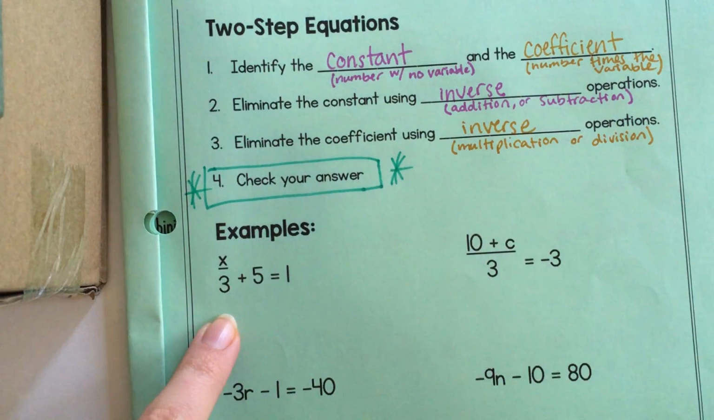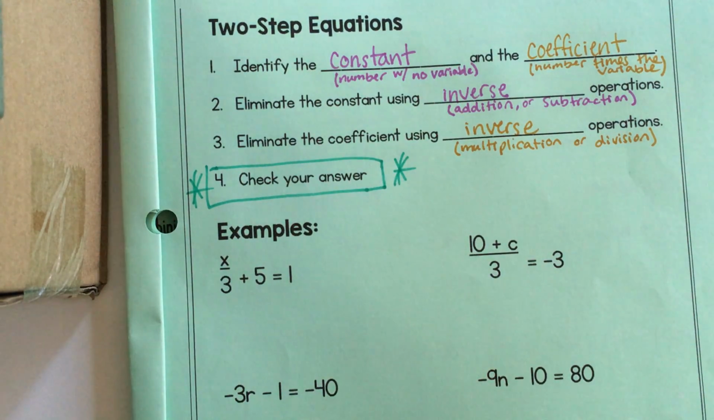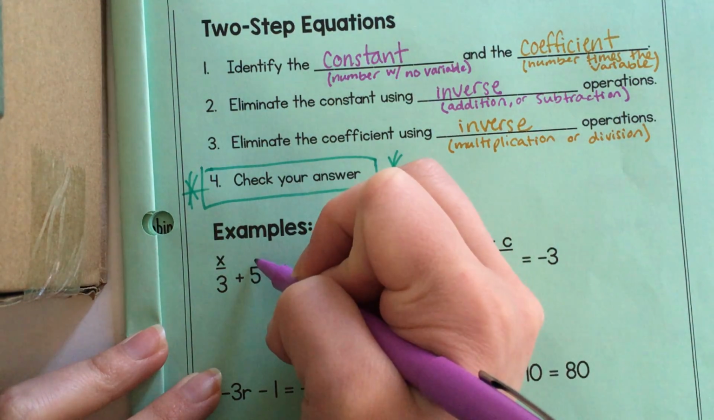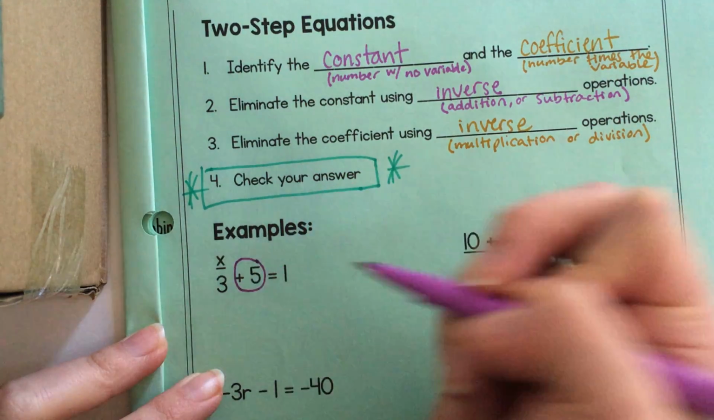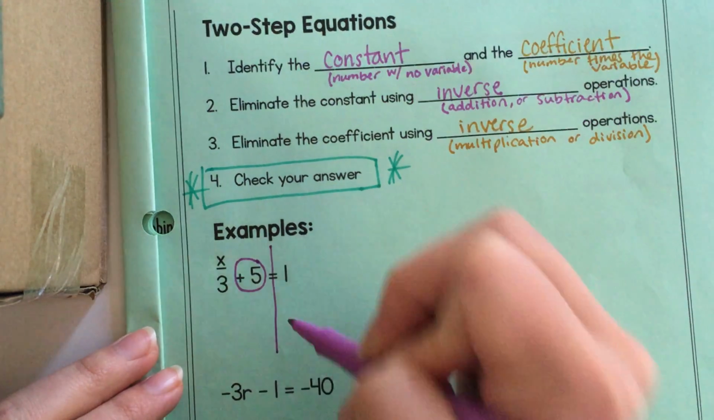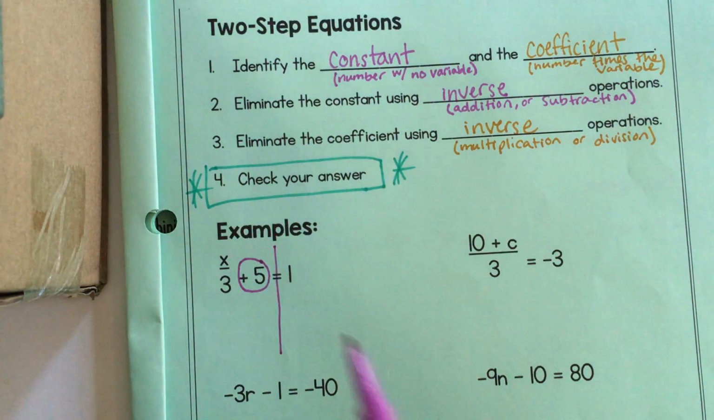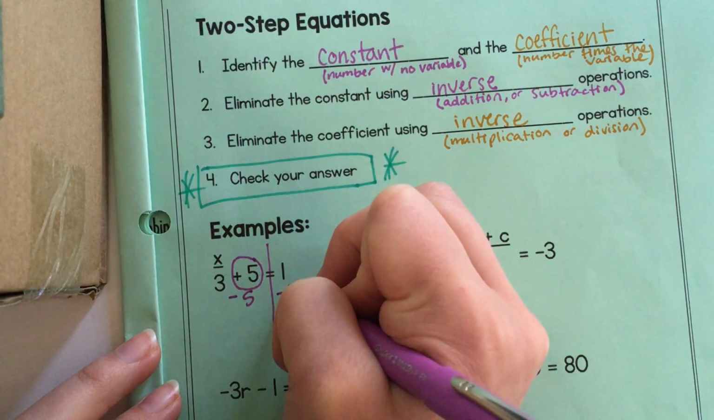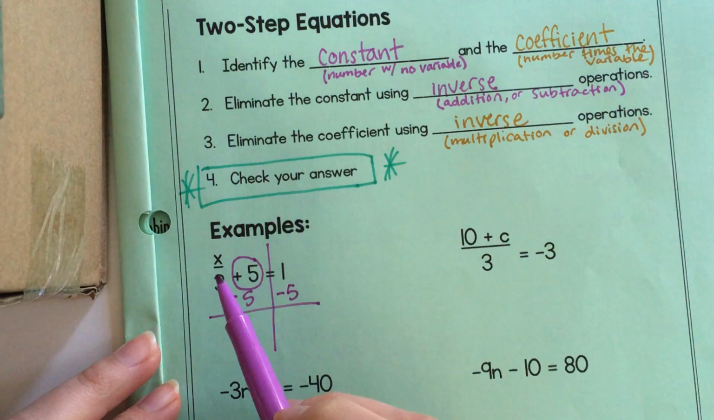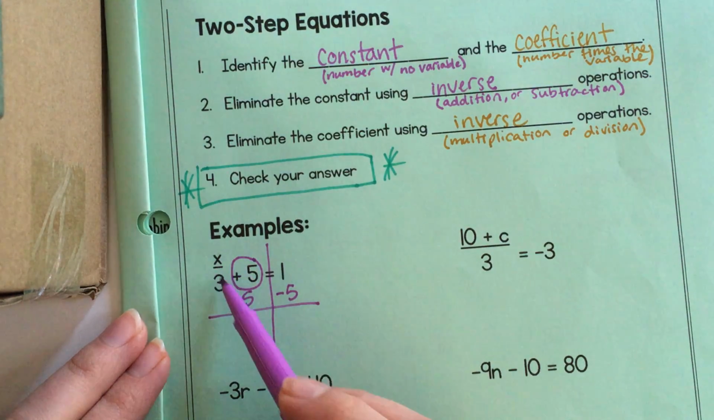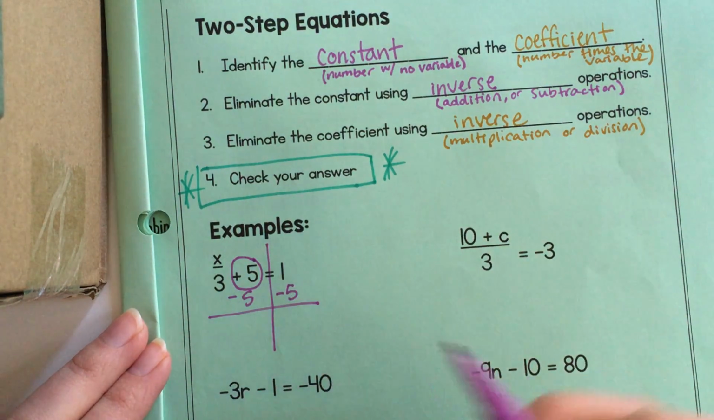So let's take a look. The first thing that we need to do is identify that constant and the coefficient. So our constant is this plus 5. That's the number with no variable, so that's the first thing I want to eliminate. How do I undo addition? Yeah, I use subtraction. So I'm going to subtract 5 on both sides. We're going to leave this whole term over here just as though this was x all by itself. If we had x plus 5, we would subtract 5 on each side.